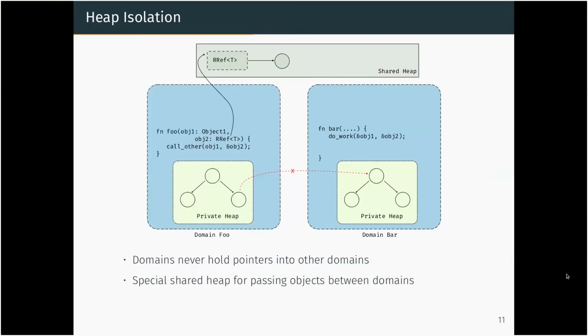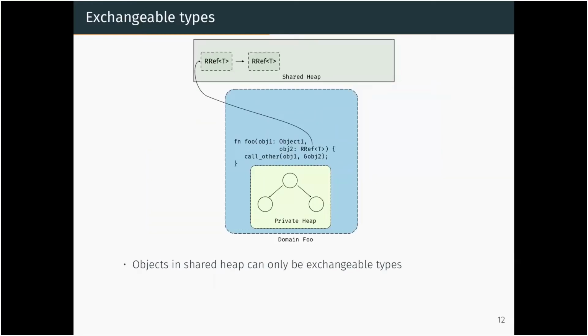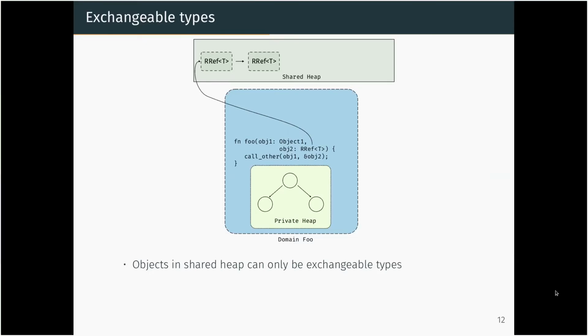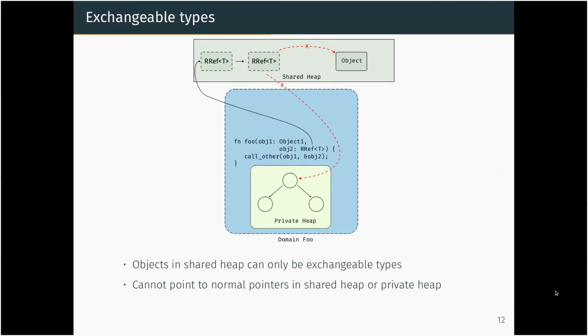We construct a special type, remote reference or RRef<T>, that allocates a value of type T on the shared heap. However, objects allocated on the shared heap are subject to the following rule. They can be composed only of exchangeable types. Exchangeable types enforce the invariant that objects on the shared heap cannot have pointers into private or shared heaps, but can have RRefs to other objects allocated in the shared heap.